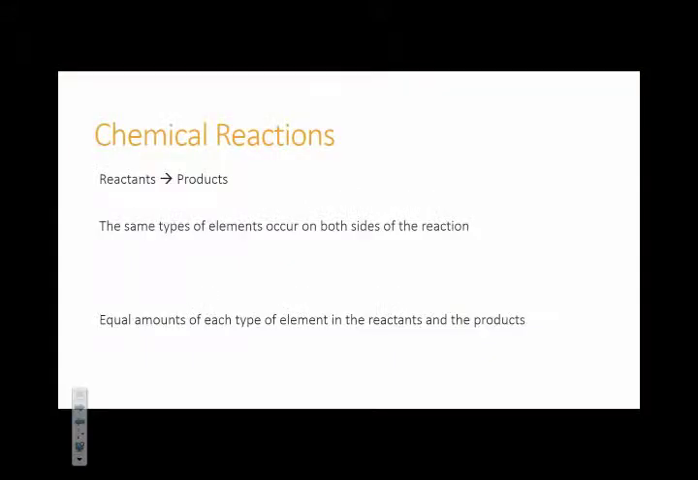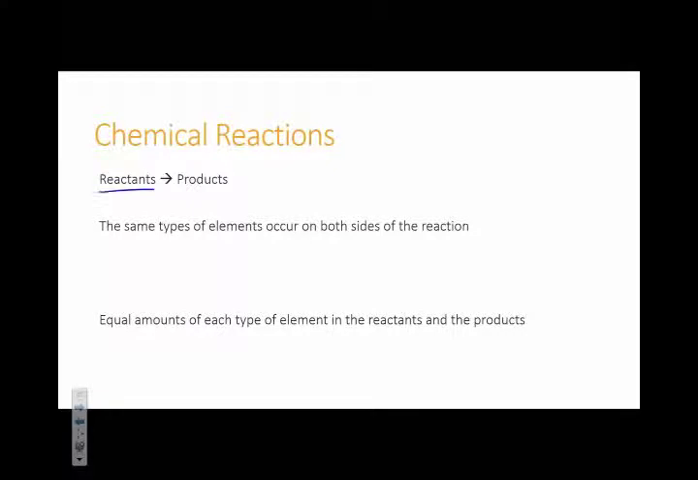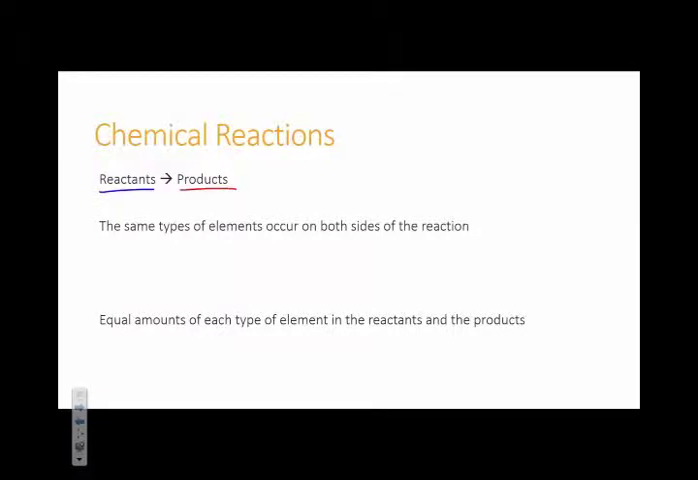Chemical reactions will always take the format of reactants on the left-hand side and products on the right-hand side. And there'll be this reaction arrow in the middle that tells you a chemical change is happening. Because really, chemical reactions are just another way of saying chemical changes. There are some rules for chemical reactions that we want to be aware of.